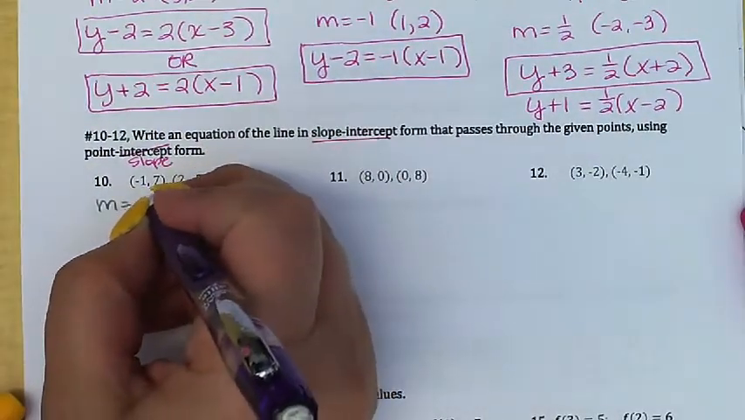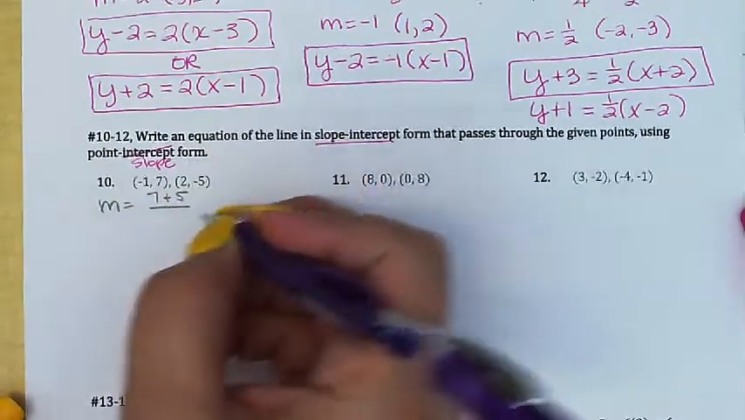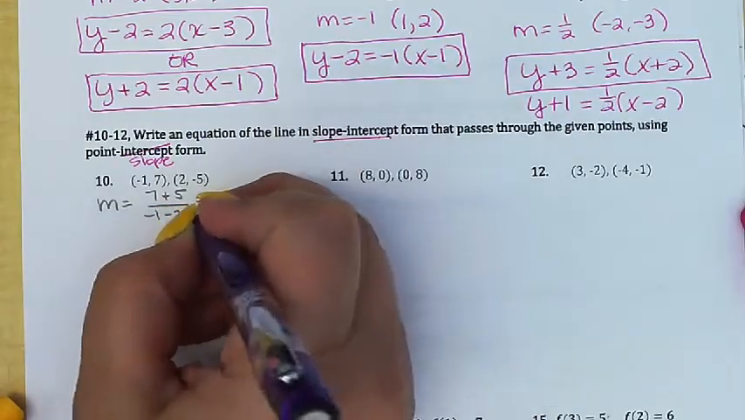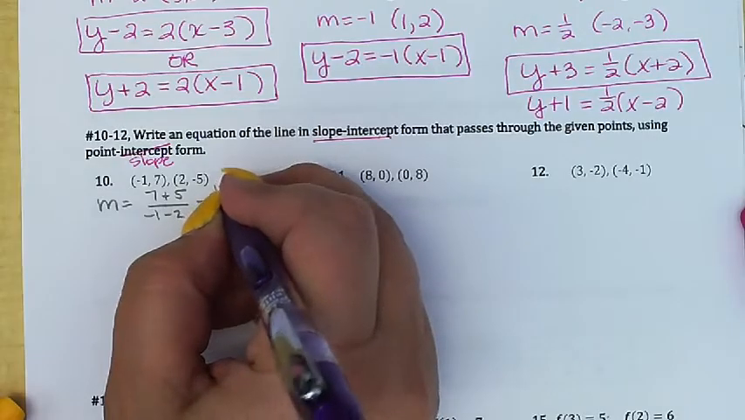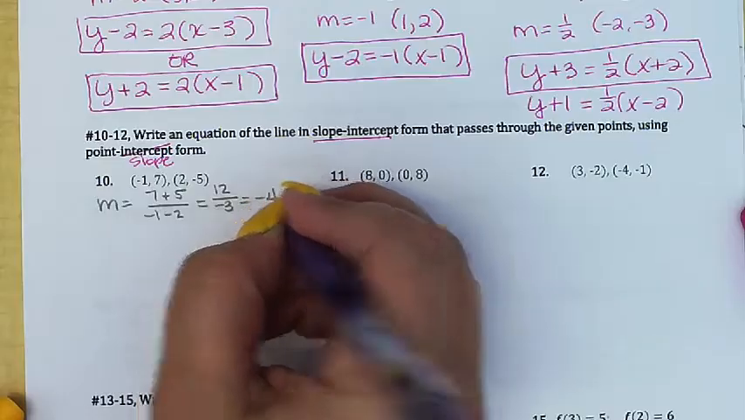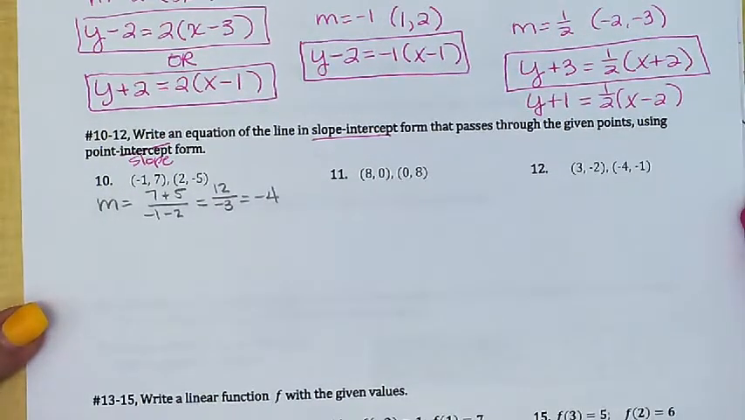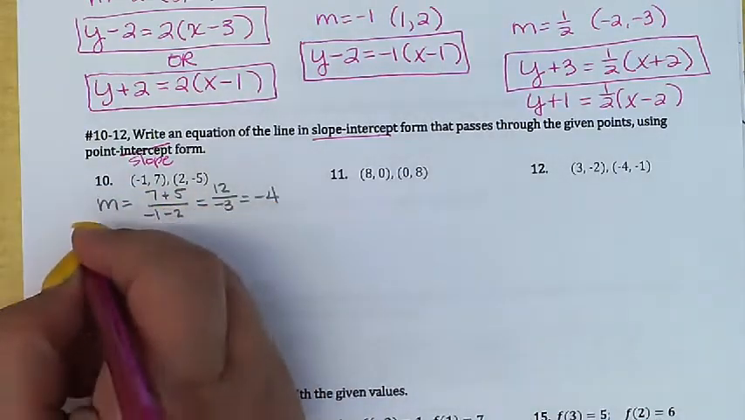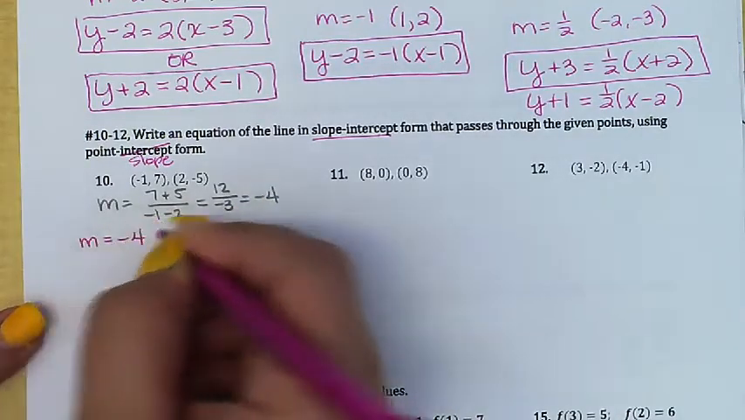We'll do y2 minus y1. So the difference in your y's, 7 minus a negative 5, over the difference in your x's, negative 1 minus 2. For this, I get 12 over a negative 3, which gives me a slope of negative 4. So that is my slope right there. Okay. Then we are going to take that and one of the points. It does not matter which one of those two we use, they should both work.